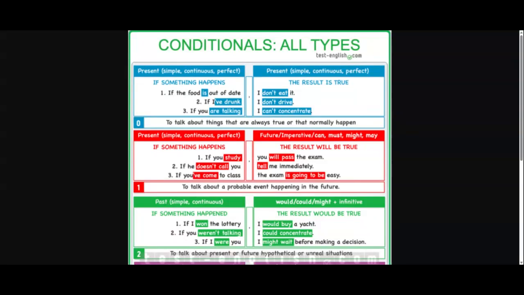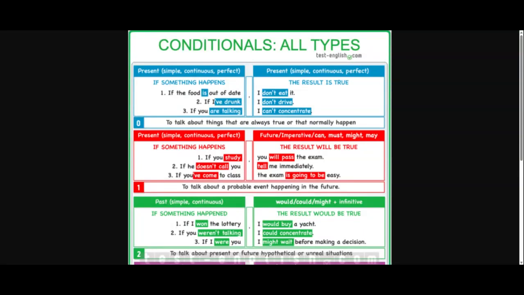Let's go with the next example. If you've come to class, the exam is going to be easy. Again, a prediction or a plan. In this case, it can be like in the middle. Si tú has venido a las clases, el examen será fácil. And in this case, you can also see in the charts that we don't only use simple present. We can use present continuous or present perfect, and then you can use the future. And you can use the future with will, or you can use the future with going to.